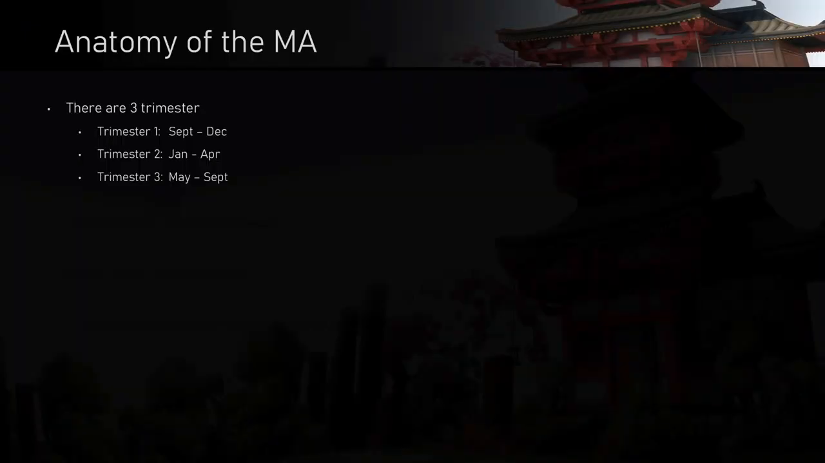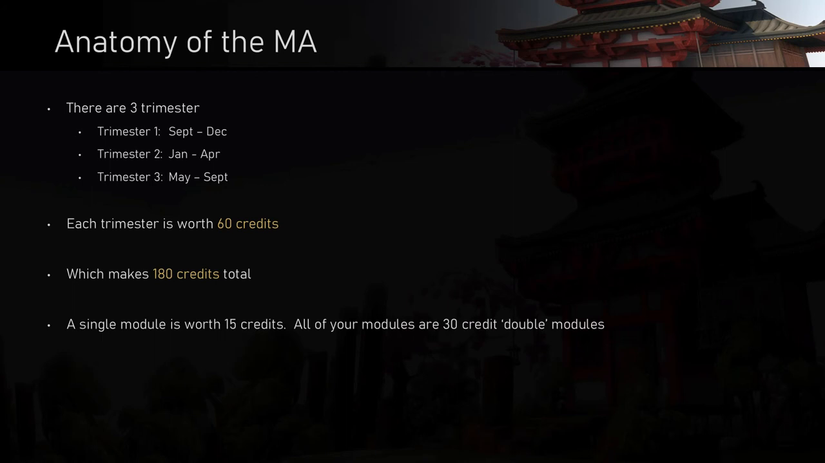So the MA is made up of 3 trimesters: before Christmas, after Christmas, and then over summer. Each one of those trimesters will be worth 60 credits towards your final degree, which adds up to a total of 180 credits. So a single module is worth 15 credits, but almost all of your modules will be 30 credit double modules, and actually one of them will even be a 60 credit quadruple sized module.